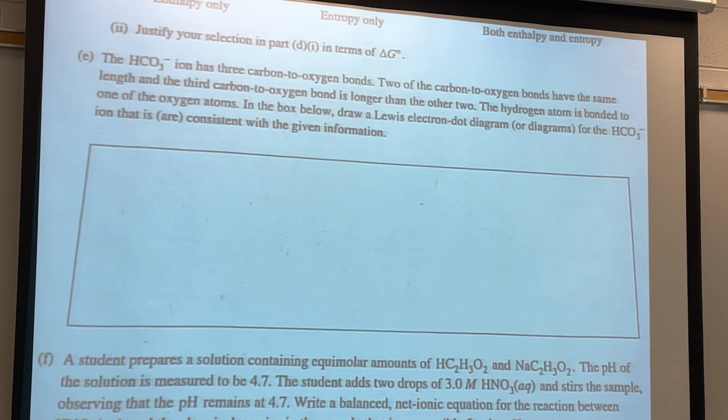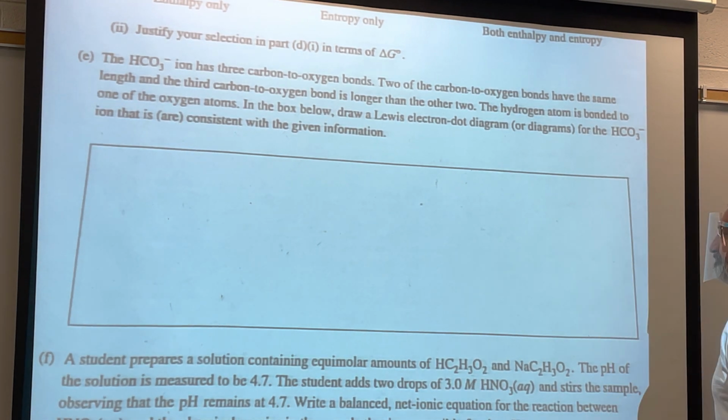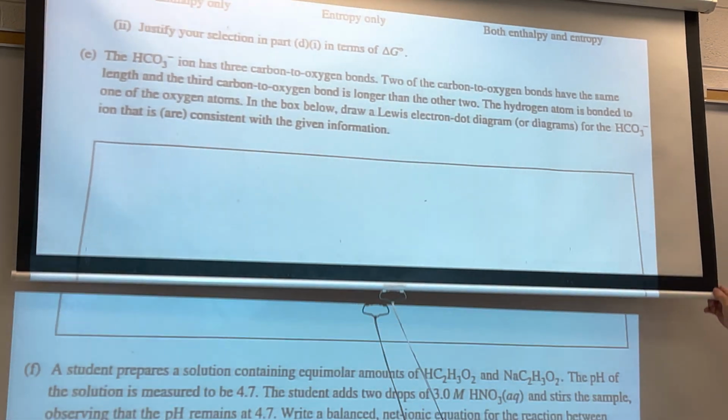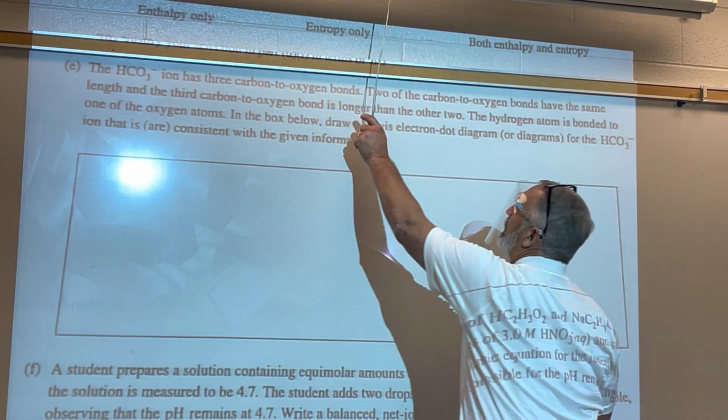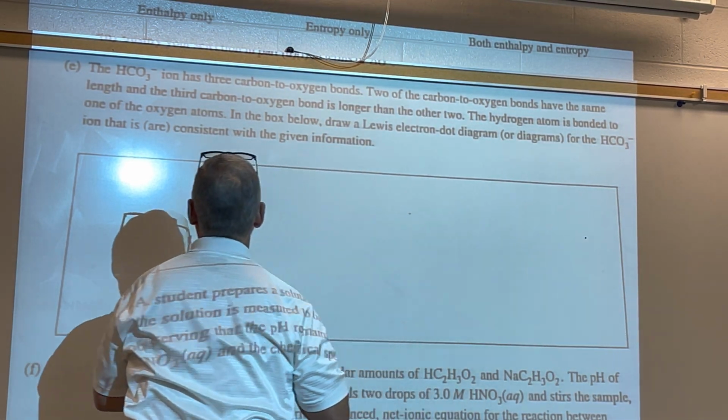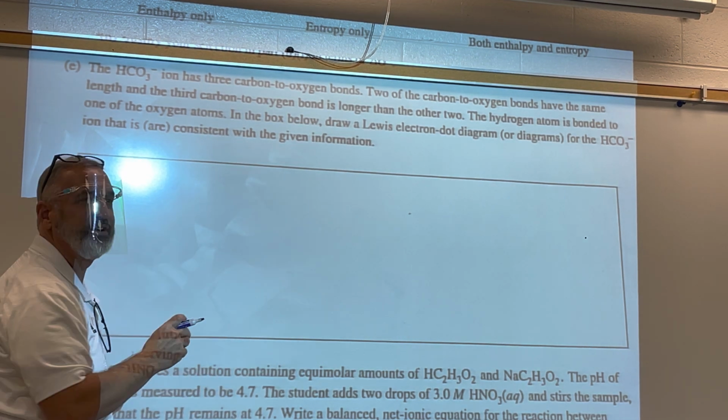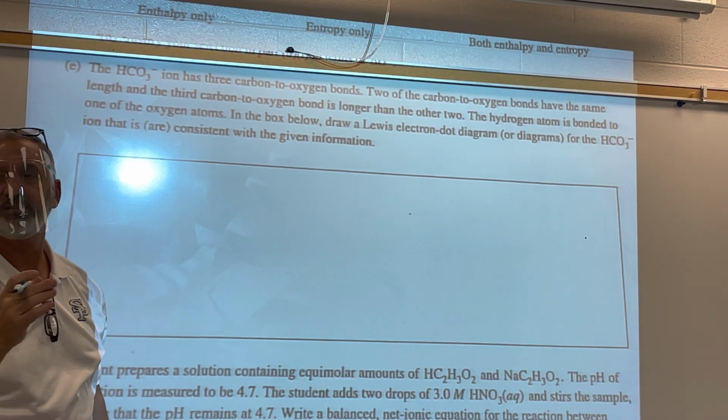What's it called? There are multiple ways. So when there are multiple ways to draw the Lewis dot structure, what does that mean? I forgot the name. Somebody said it: resonance. Okay?